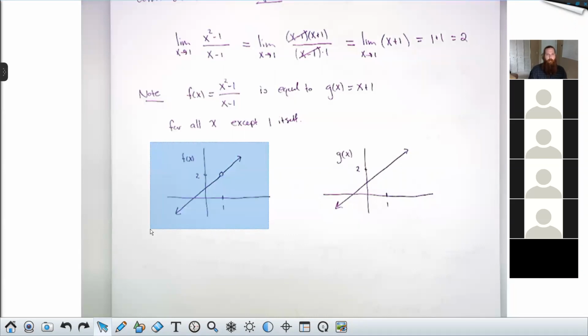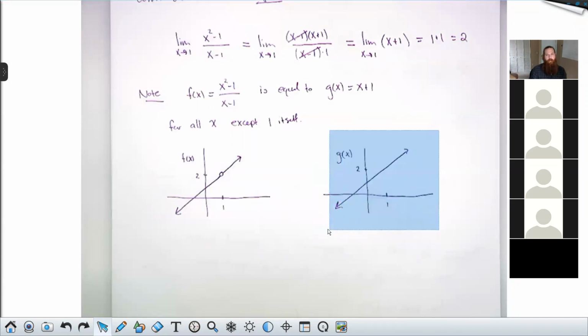So here's the graph before the cancellation. Here's the graph after the cancellation. This guy is happy at 1. This guy is unhappy at 1. But aside from the behavior exactly at 1, these guys are identical. So you can take the limit here, and it will be the same as what you get if you took the limit here. But it's hard to take the limit here purely algebraically because the denominator is 0. It's easy to take the limit here purely algebraically because there's no domain issues.